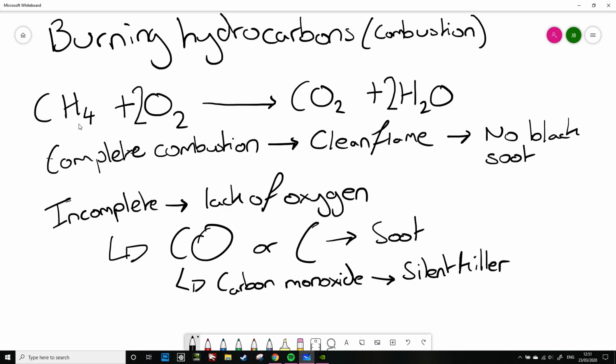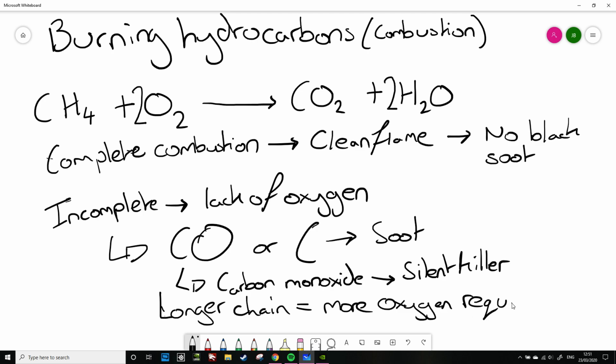But the longer the chain, the more oxygen we need. So actually what we find is that we get more of a chance of incomplete combustion with the longer chains, and that's why you get that dirty flame as I mentioned in the fractional distillation part. So a longer chain equals more oxygen required. So these are the two different types. Complete, we have enough oxygen, more than enough, and it will happily burn and make carbon dioxide and water. Incomplete, we have a lack of oxygen.